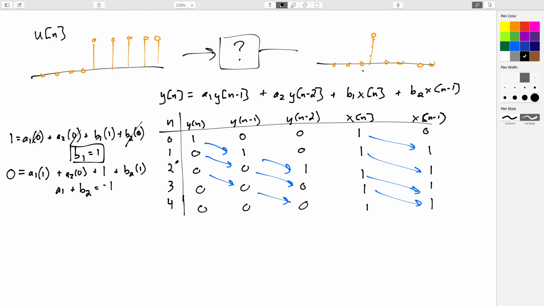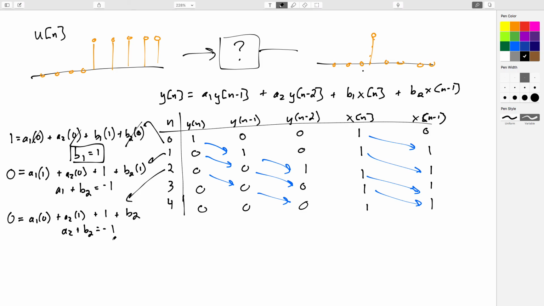Then at the next time step, so the first one was 0, this was 1, now let's go to time step 2. That's going to give us 0 equals A1 times 0 plus A2 times 1 plus 1 plus B2. And so what does that say? A2 plus B2 equals -1.